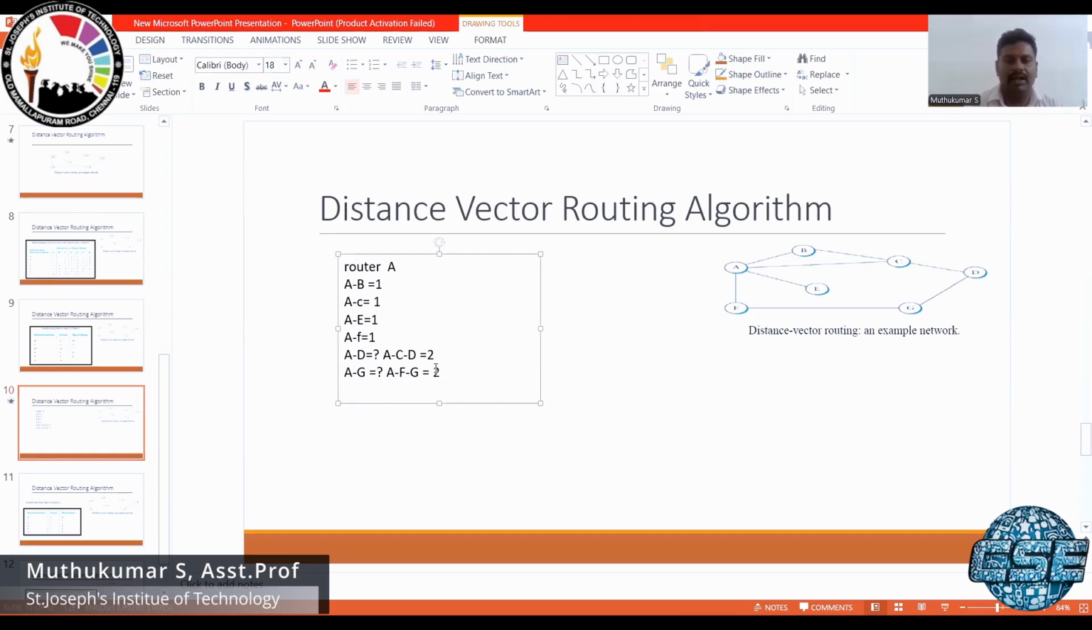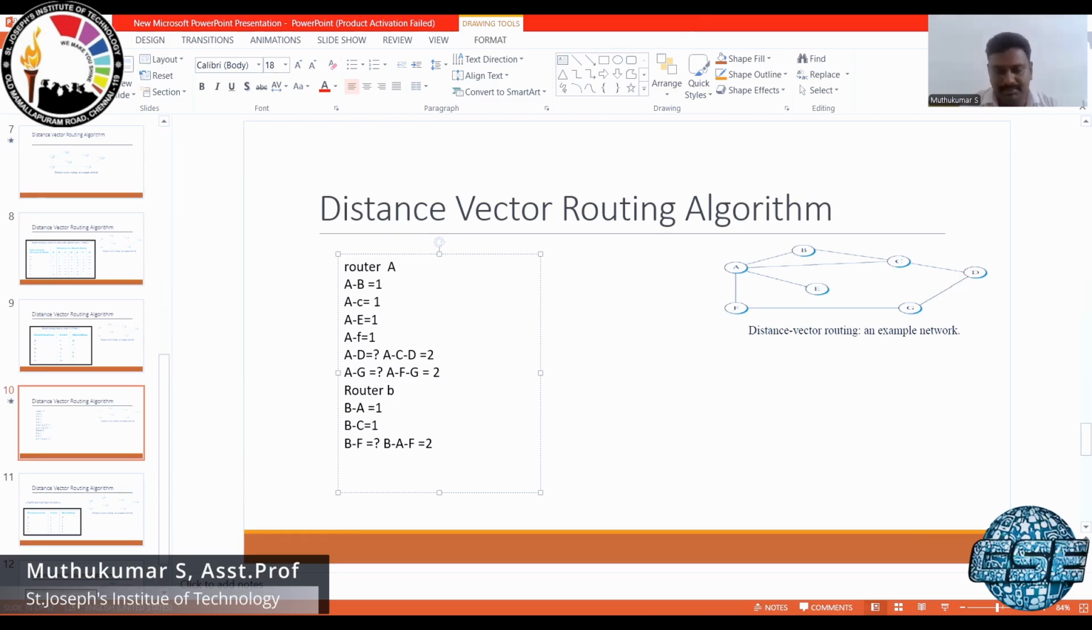So likewise, you have to update for all routers. I will go with another router, router B. Consider router B. B to A is directly connected, 1. B to C is also directly connected, 1. So what about F? B to F, we cannot go directly to F. The adjacent nodes are A and C, so you can select any path. B to F through A is shortest, so the cost will be 2. Okay, right? B to F through A is 2.